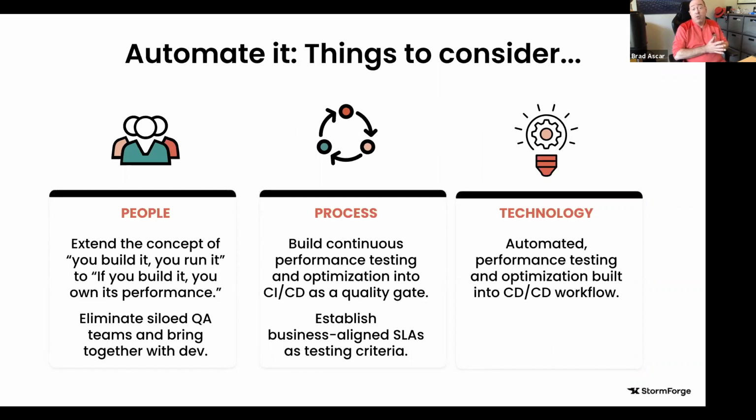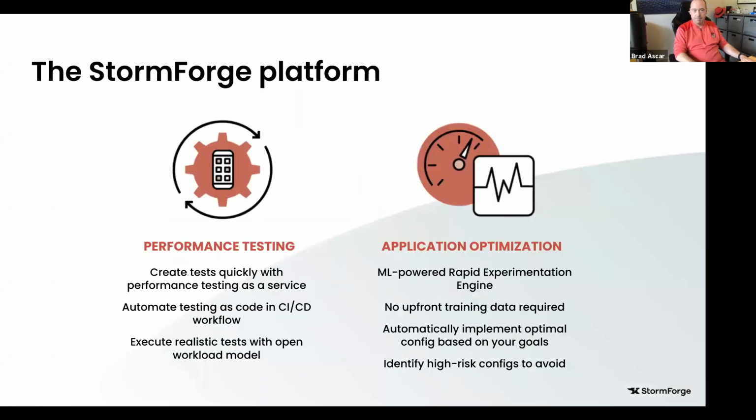Make sure that you know how it performs, not just that it passed unit tests. And ultimately establish a business-aligned SLA as testing criteria, right? So we have an SLA, we actually check before we do a release that it can still make that SLA. And then from a technology standpoint, automate all that. You don't want this to be something that becomes a burdensome manual process. You want to just automate it in your technology stack.